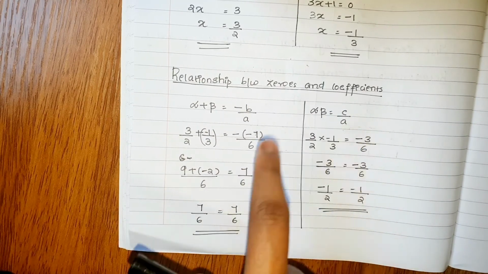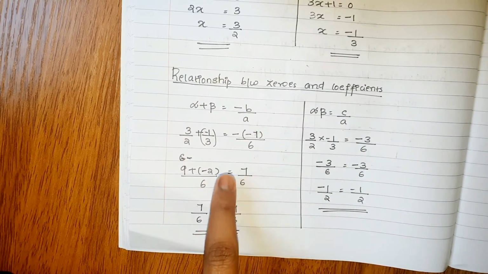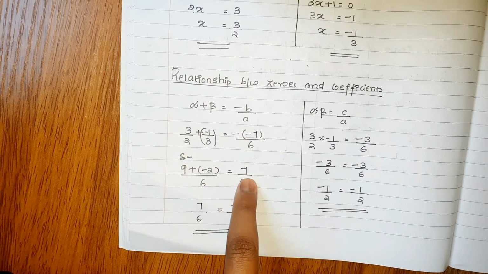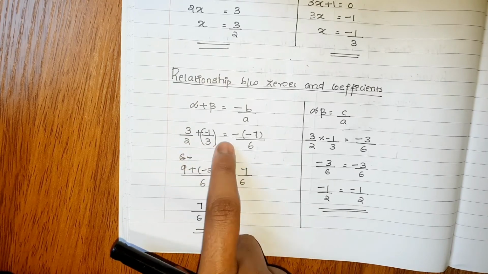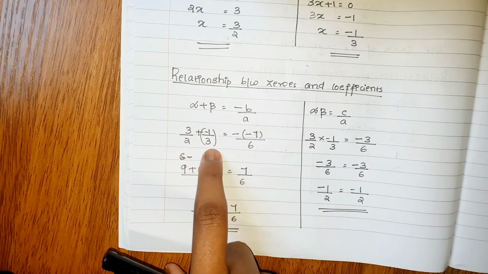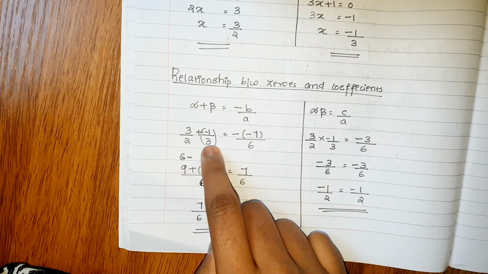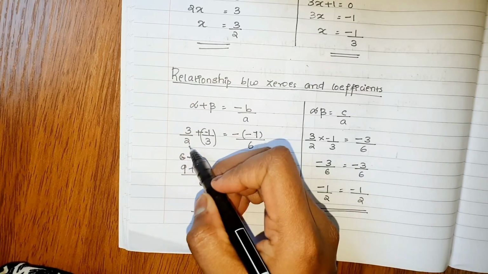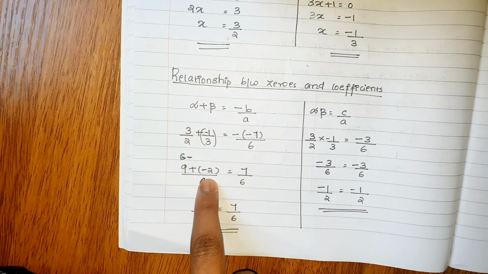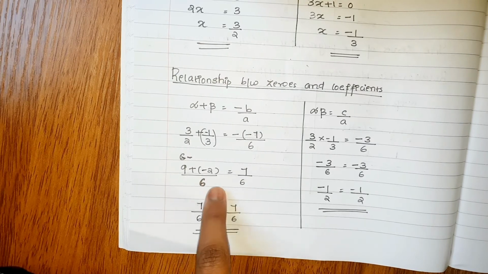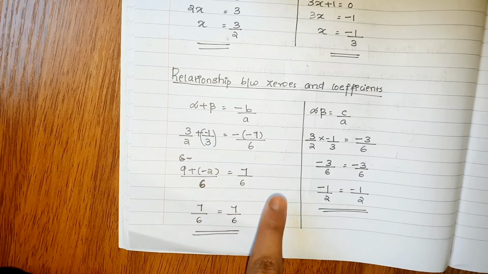B is minus 7 in the question. So minus 7 by a is 6. So here minus into minus, it will become plus. Plus 7 by 6, and here these denominators are different, so we have to take LCM or we have to cross multiply. So 3 into 2 is 6. So we got 6 here, and cross multiply. 3 into 3 is 9, and 2 into minus 1, we are taking this plus here, and 2 into minus 1 is minus 2. So 9 plus minus 2 by 6 is equal to 7 by 6. Here also it is 7 by 6. 7 by 6 is equal to 7 by 6.